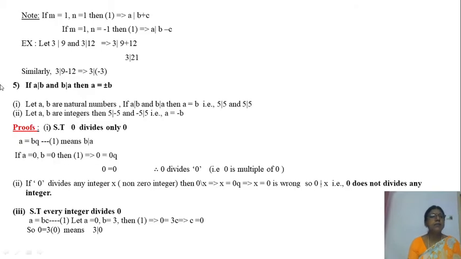Okay. Now we see the next statement. If a divides b and b divides a, then a is equal to plus or minus b. You observe here two cases arise. A divides b and b divides a. Then a is plus or minus b. In which case we get plus b and in which case we get minus b? Suppose a, b are two natural numbers, and if a divides b and b divides a, natural numbers meaning only positive integers, then a is equal to plus b only. That is a is equal to b.